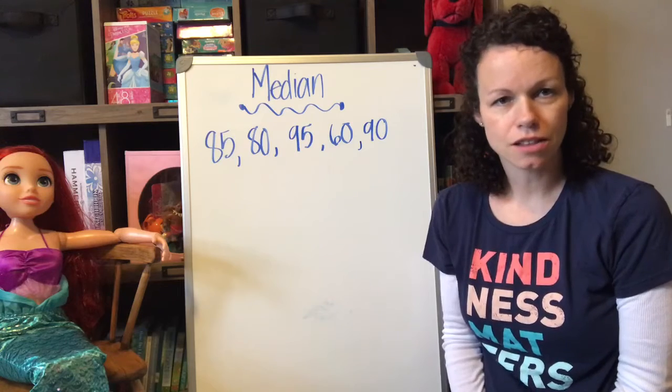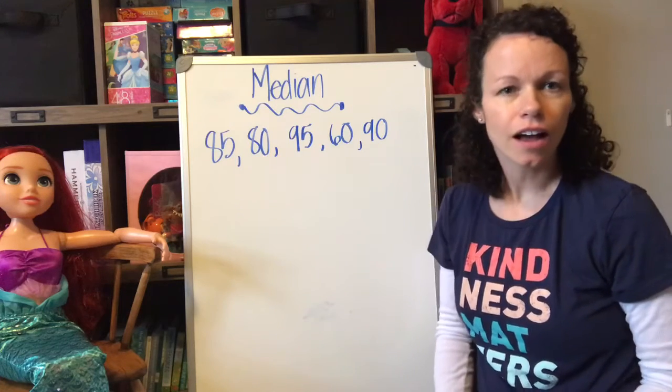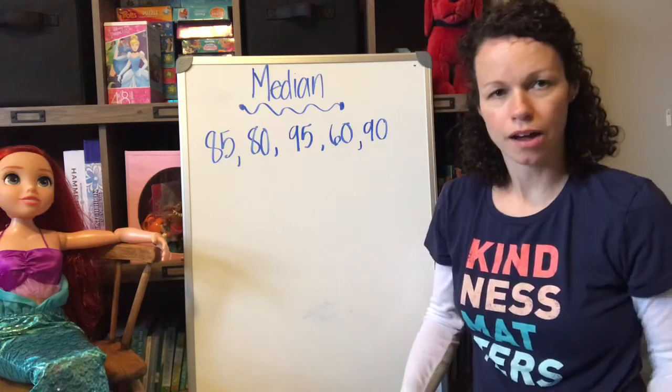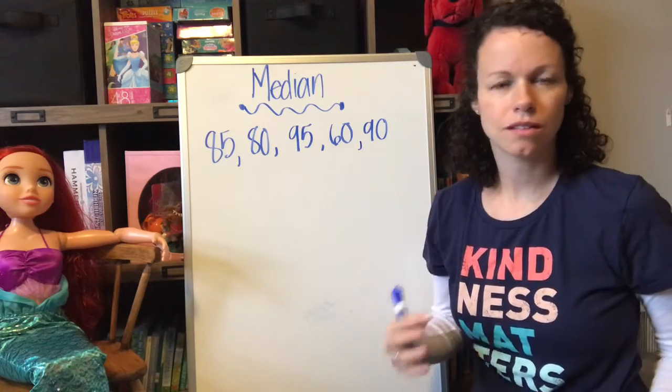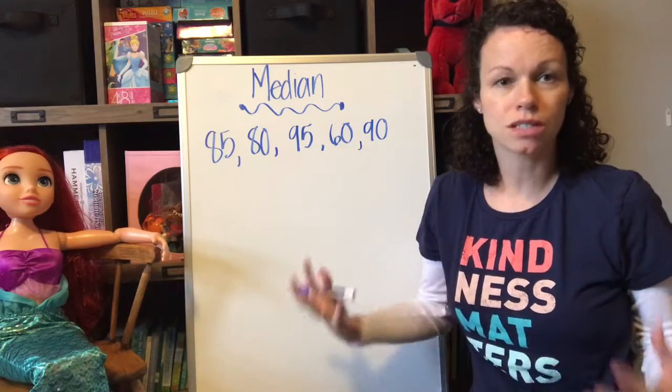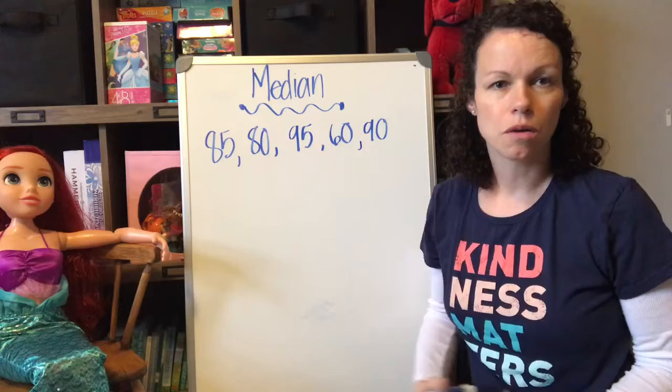So median is another way to find the average of a set of data. And a lot of times when we use median, it's when we have an outlier in our data. So an outlier is something that doesn't quite fit in your set of data. It kind of lies outside of the normal range of your data.